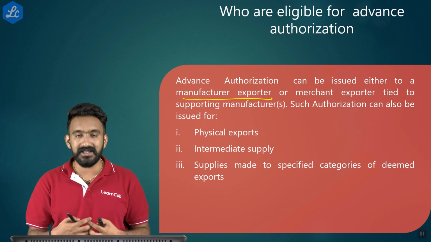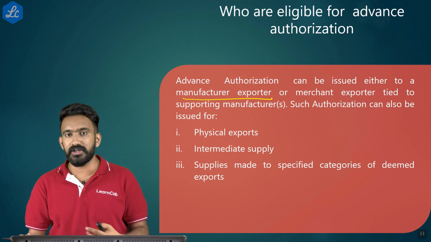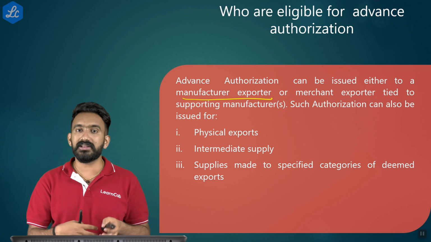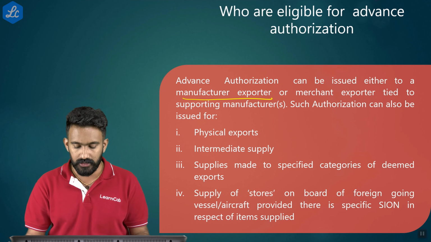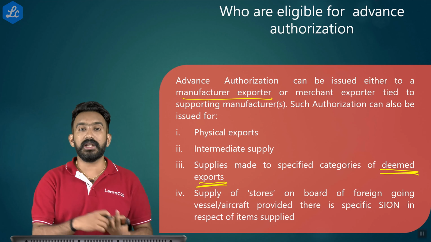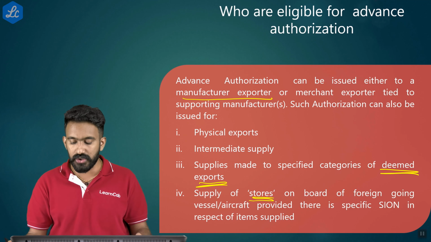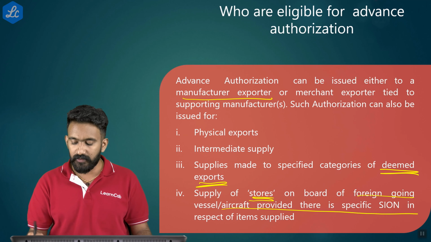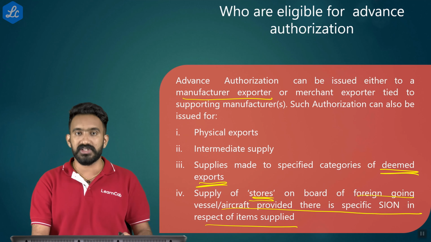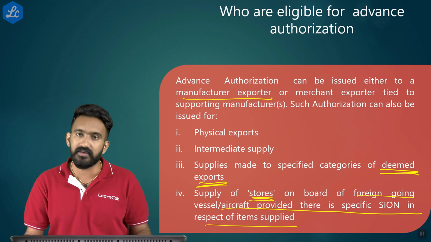Similar to intermediate supply, I'm a merchant exporter, I'm importing certain inputs, I'm asking someone to manufacture and then give it to me for export, or I'm supplying this input to an exporter. Those kinds of things are covered in deemed export. Those people who are actually doing a deemed export can also take advance authorization. Then, supply of stores on board of a foreign-going vessel, provided there is a specific SION in respect of items supplied. So even as stores, if it is mentioned in SION, you can go for an advance authorization of the respective inputs.